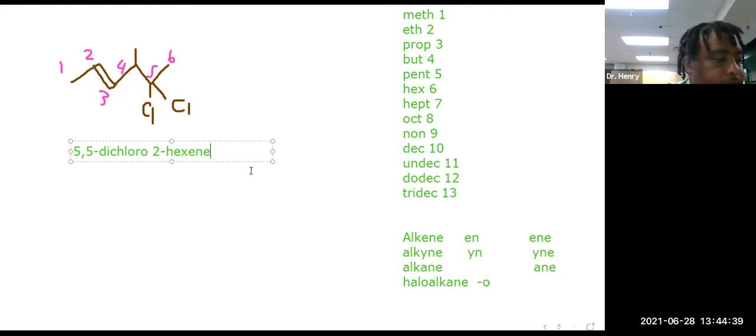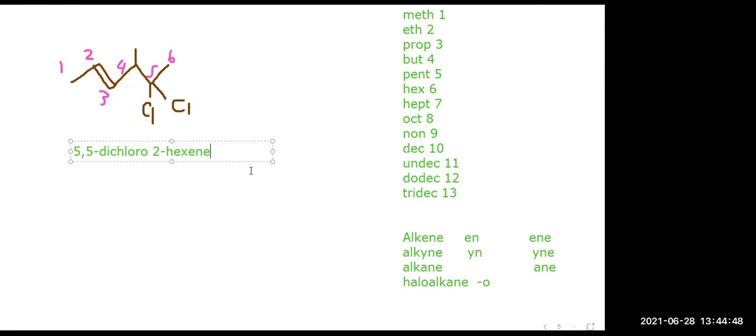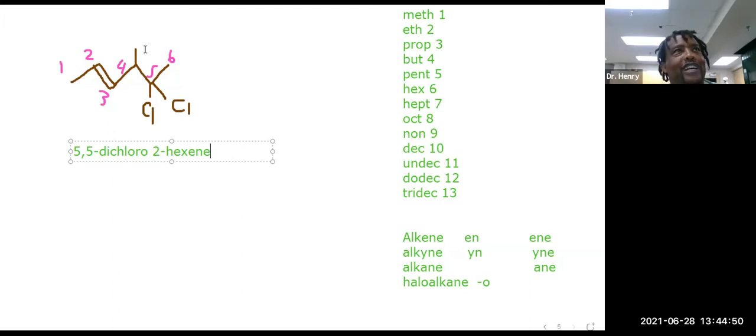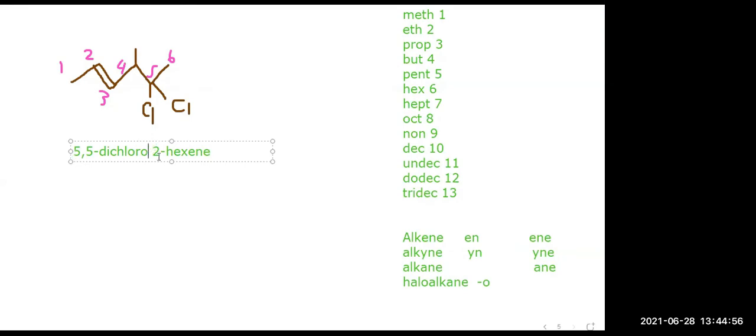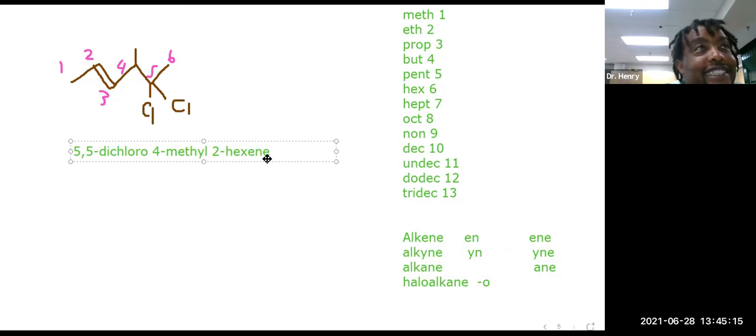If you guys have your periodic table available. What about 4? We don't count 4? Oh, I'm glad you differ. Yes, we do count 4. Good job. What is on the 4th carbon? Methyl, right? That's right. See? Okay, so the final answer is 5,5-dichloro 4-methyl 2-hexene. Look at you. Catching my mistake. Good job.